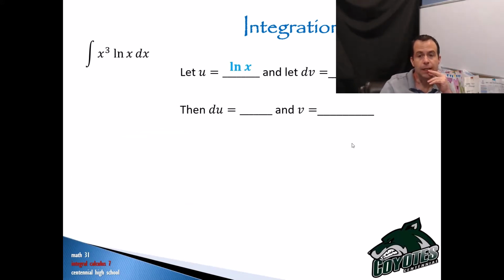Okay, now I need to take the derivative of ln x, that'll be du, that's 1 over x. And then I need to take the antiderivative of x cubed. Well, the antiderivative of x cubed would be 1/4 x to the 4 plus c, right? But we'll ignore the plus c. Just take out that plus c.